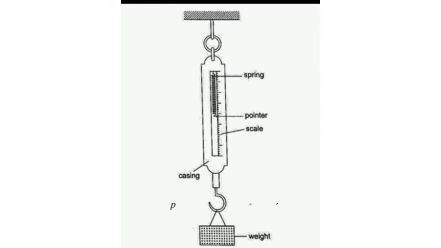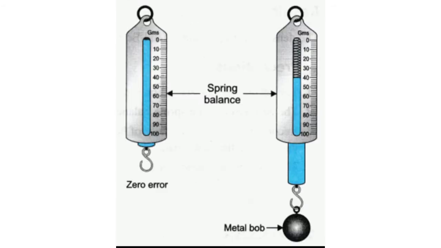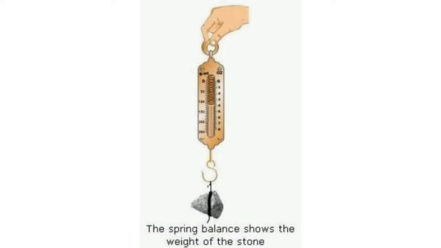Do you know what is the principle of spring balance? When the force is more, the pull on the spring is more. So, the extension produced in a spring is directly proportional to the gravitational force. Here, the spring balance shows the weight of the stone. We can measure the weight of grains, vegetables, fruits, etc.